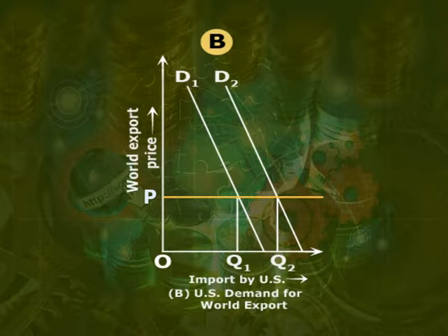Under these circumstances, the US finds the rest of the world a cheaper place in which to purchase, and consequently the American demand for world exports increases from D1 to D2 at the old price level P1, as shown in the second. Imports by the US, or world exports to the US, increase from OQ to OQ2.